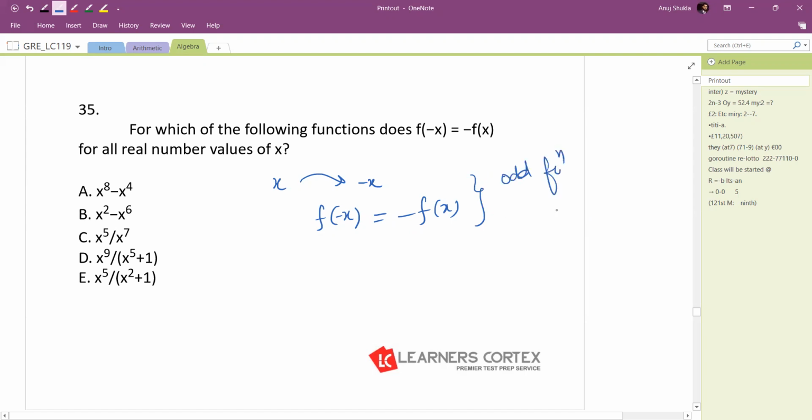Odd functions. Okay. If it is f of minus x equal to f of x, then it is called an even function. Odd functions are like sine. Even function is like cos. Am I correct? Yes, sir.